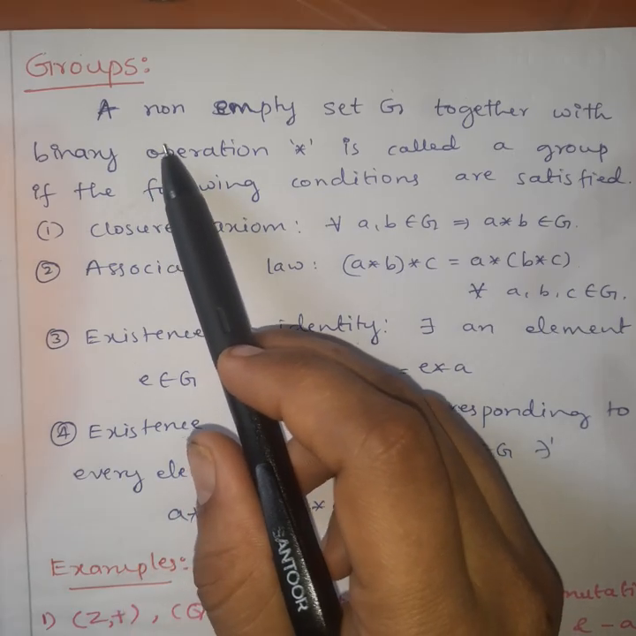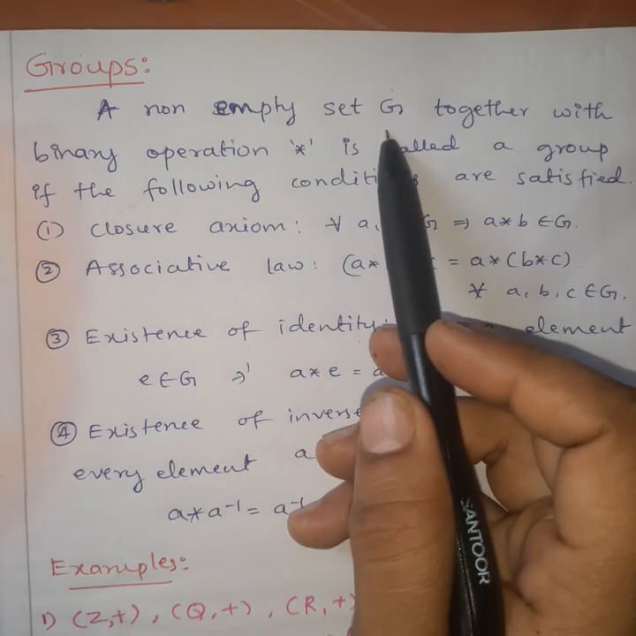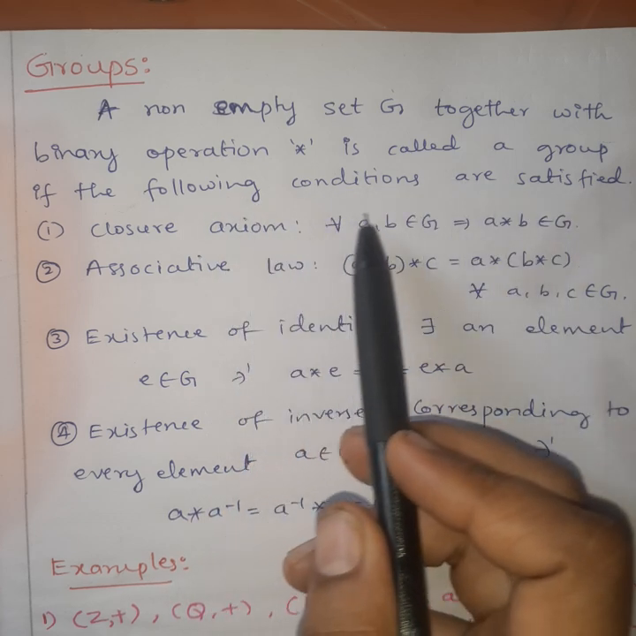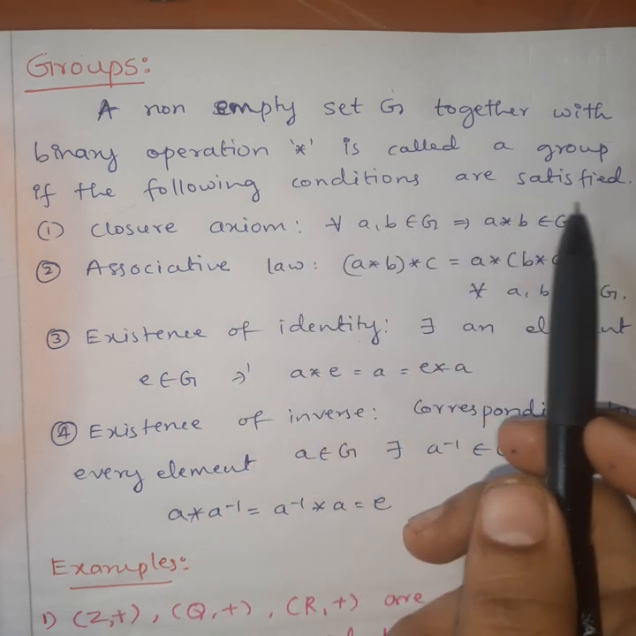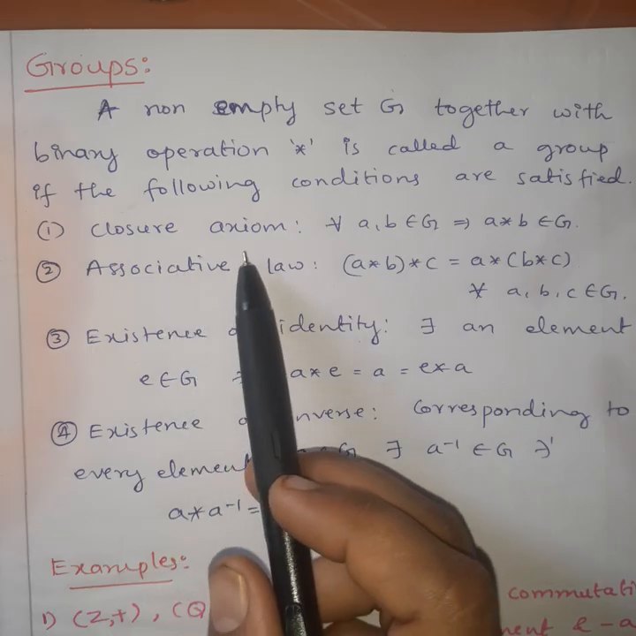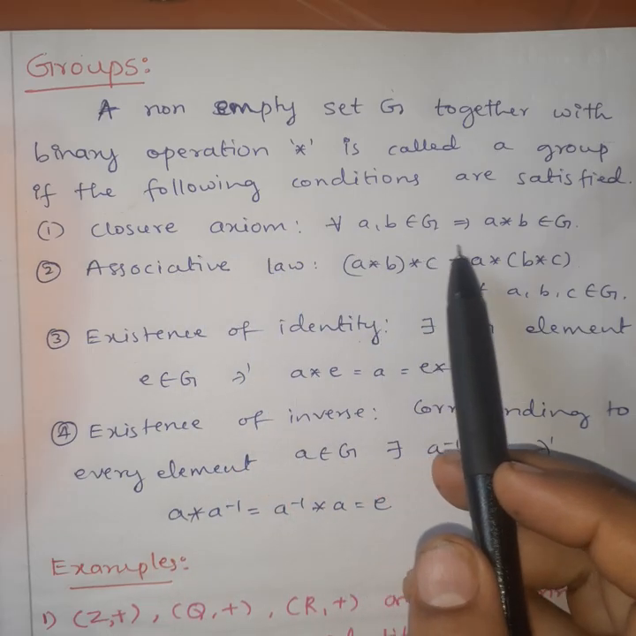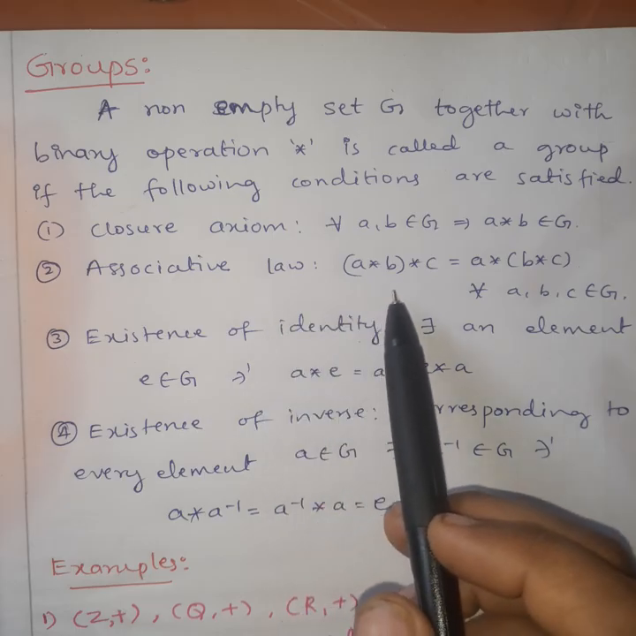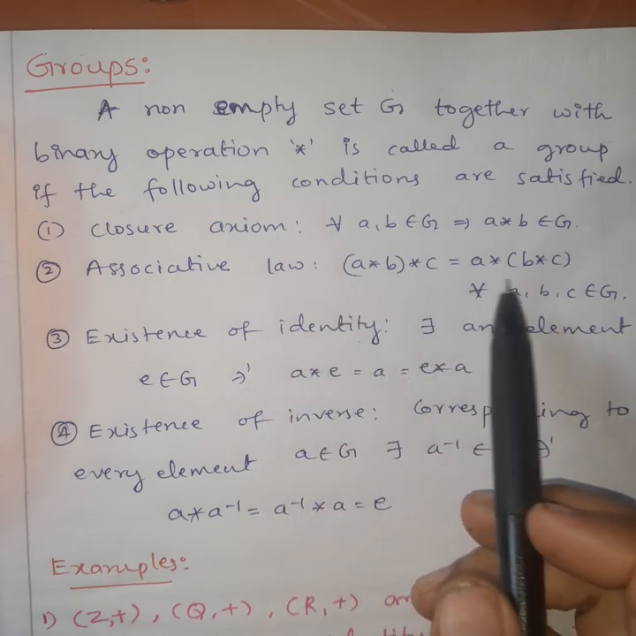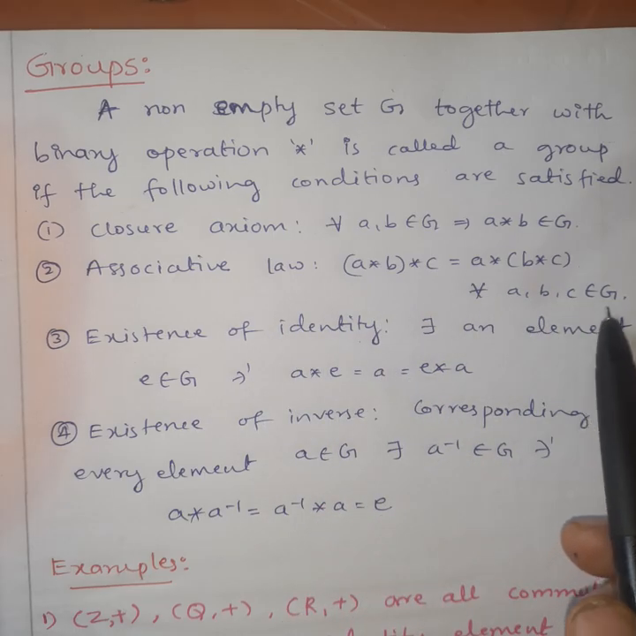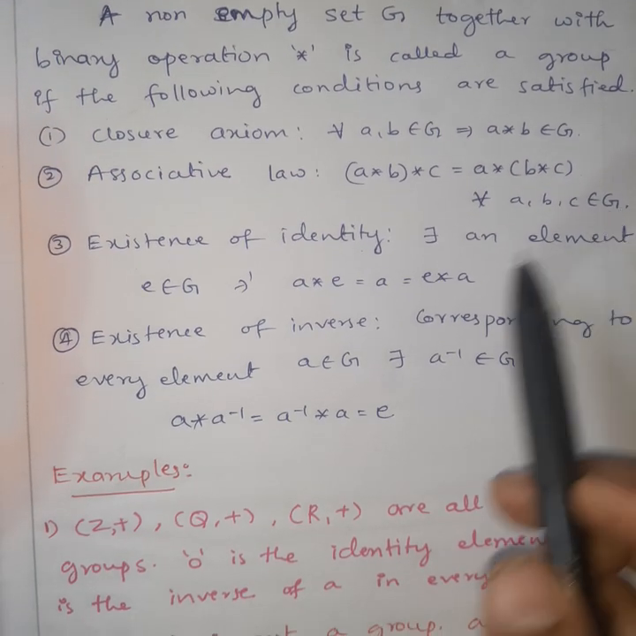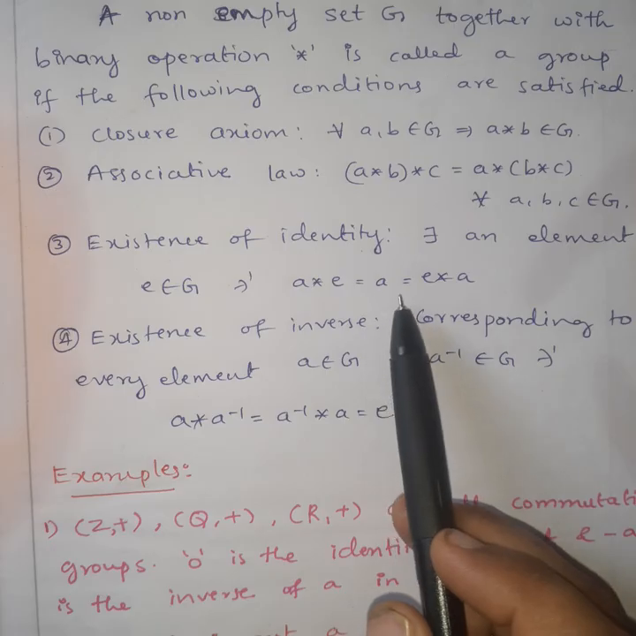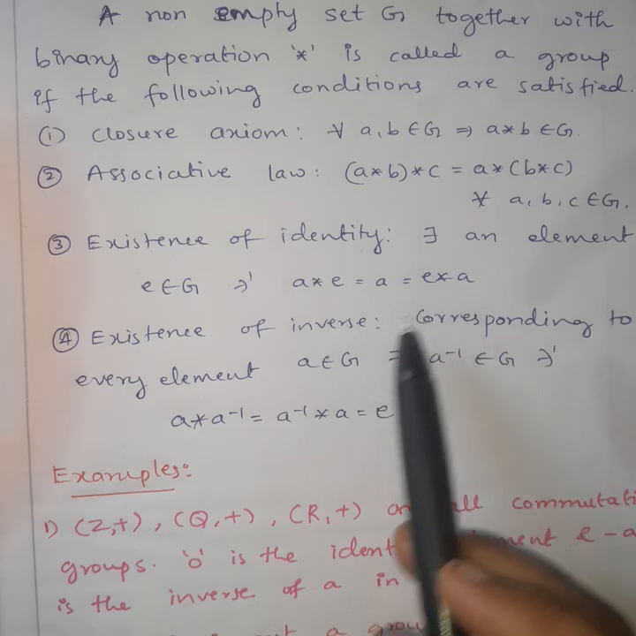A group, the definition: a non-empty set G together with a binary operation star is called a group if the following conditions are satisfied. First, the closure axiom, that is, for all a, b belongs to G, a star b belongs to G. Associative law: (a star b) star c is equal to a star (b star c) for all a, b, c belongs to G. Existence of identity: there exists an element e belongs to G such that a star e is equal to a is equal to e star a.